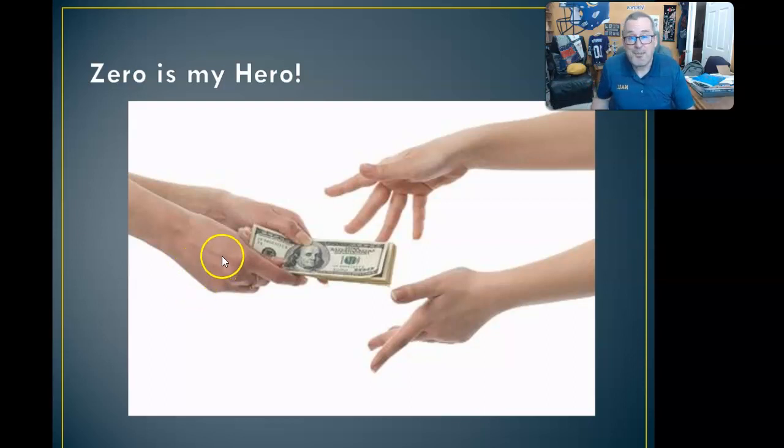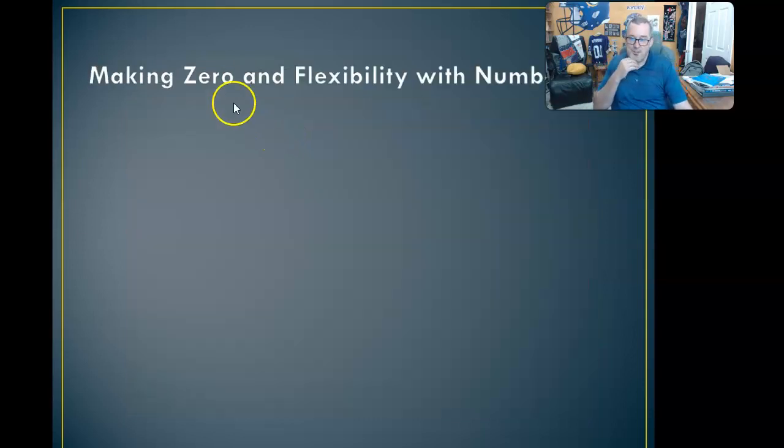There's lots of ways, lots of contexts, well, maybe not lots, but there's at least several contexts by which students can make sense of making 0. And students need that experience. As you'll see going through this module, making 0, 0 is my hero, is a thing. Well, how do we do that with manipulatives? Well, here's what we're going to do.